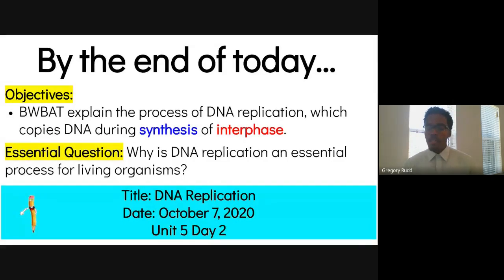You don't need to write down the objective or the essential question, but I'm going to go ahead and read them anyway. Biologists will be able to explain the process of DNA replication, which copies DNA during synthesis of interphase. So if we remember the cell cycle that we talked about in Unit 3, the cell cycle has several parts. One of the longest parts of the cell cycle is called interphase. And interphase is also made up of several parts. We've got G1, S, and G2. G1 being gap 1, then S is synthesis. That's where the DNA replication takes place.